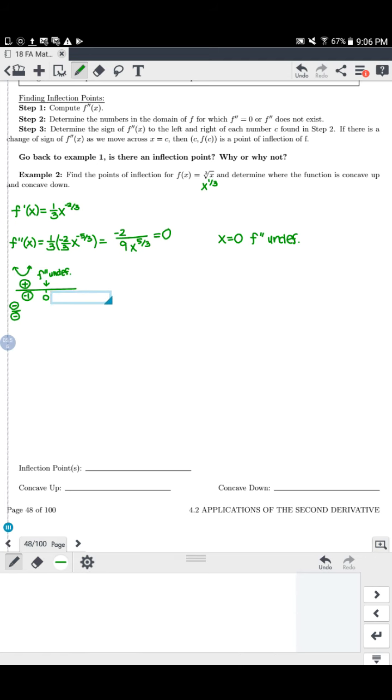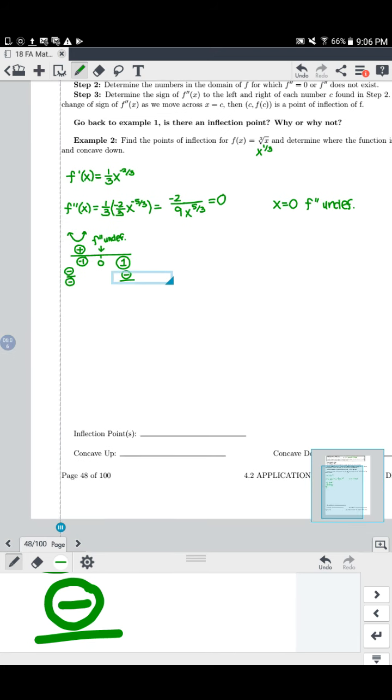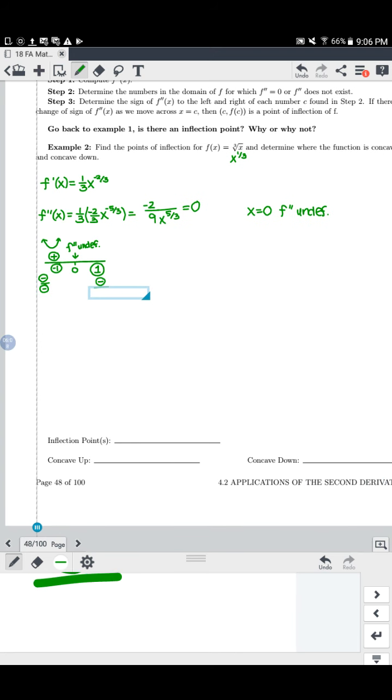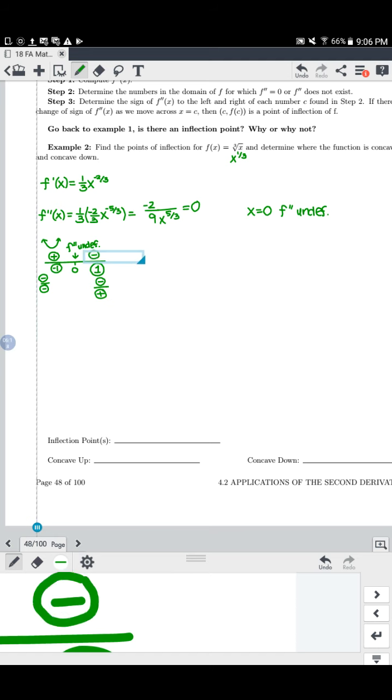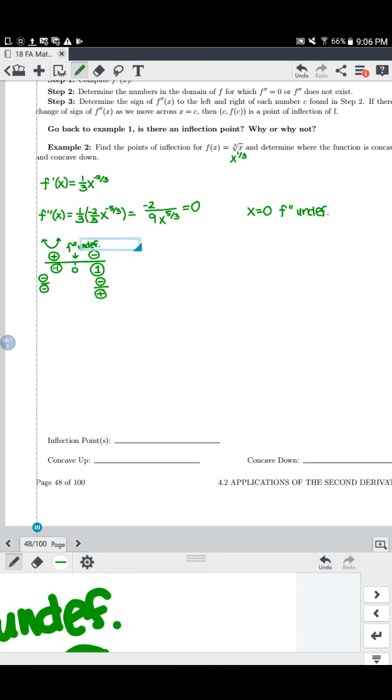After 0, I can plug in anything I want. I'm going to plug in 1. That's nice because 1 to any power is 1. So when I plug in to the top here, the top is still going to be -2, so it's going to be negative. And I'm going to divide that by 1 to the 5/3, which is 1, times 9, which is going to be positive. So I'm going to be negative here, or negative divided by a positive. So I must be concave down on this interval.